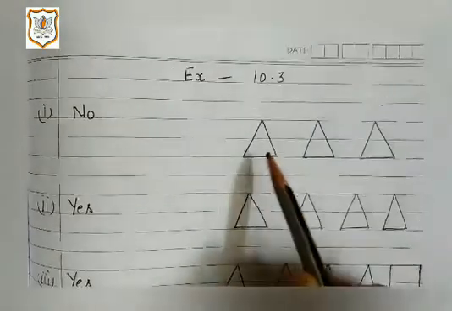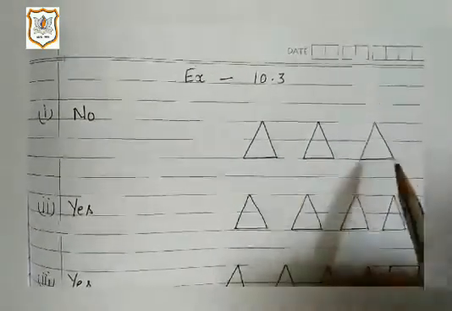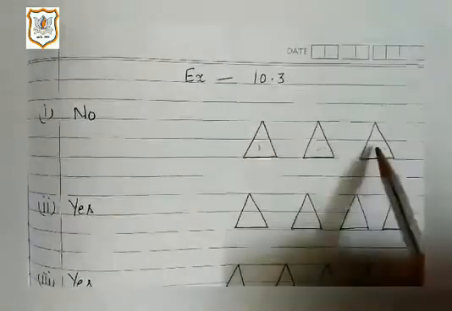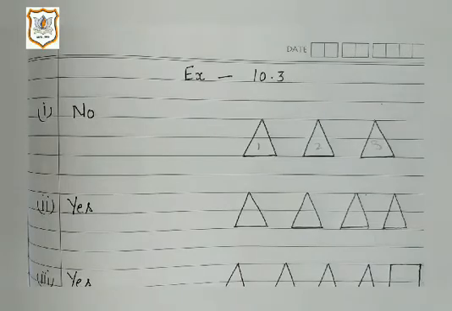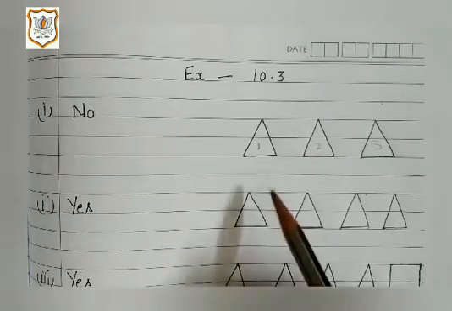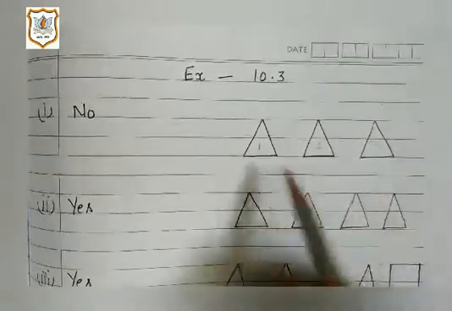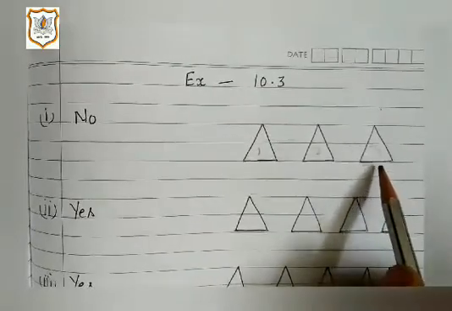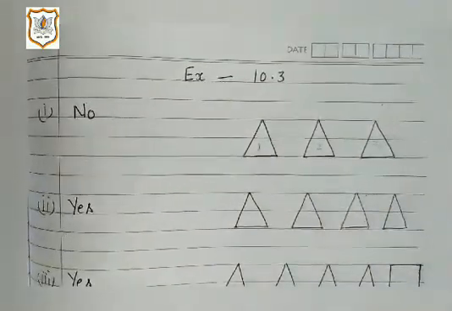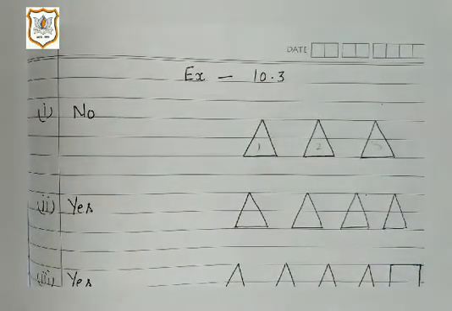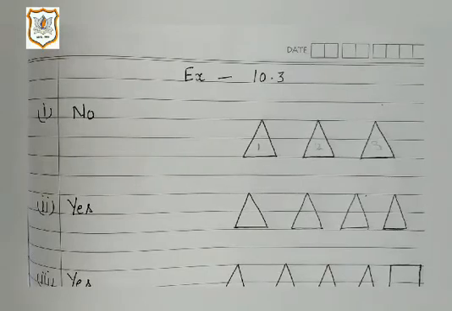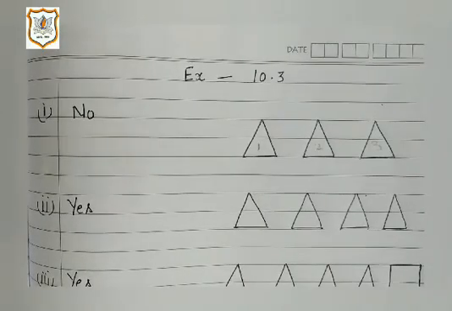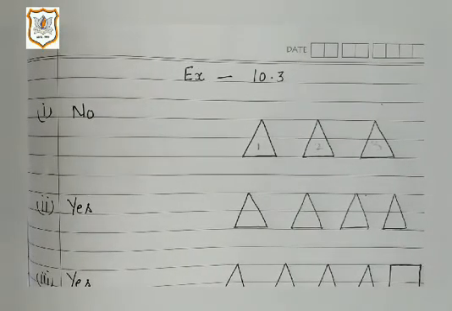Students, you can see there are three triangles: 1, 2, 3. If you make a polyhedron with these three triangles, these are three faces, but you will need an extra face for its base. Clear? So we can say that no, a polyhedron cannot have three triangles for its faces.